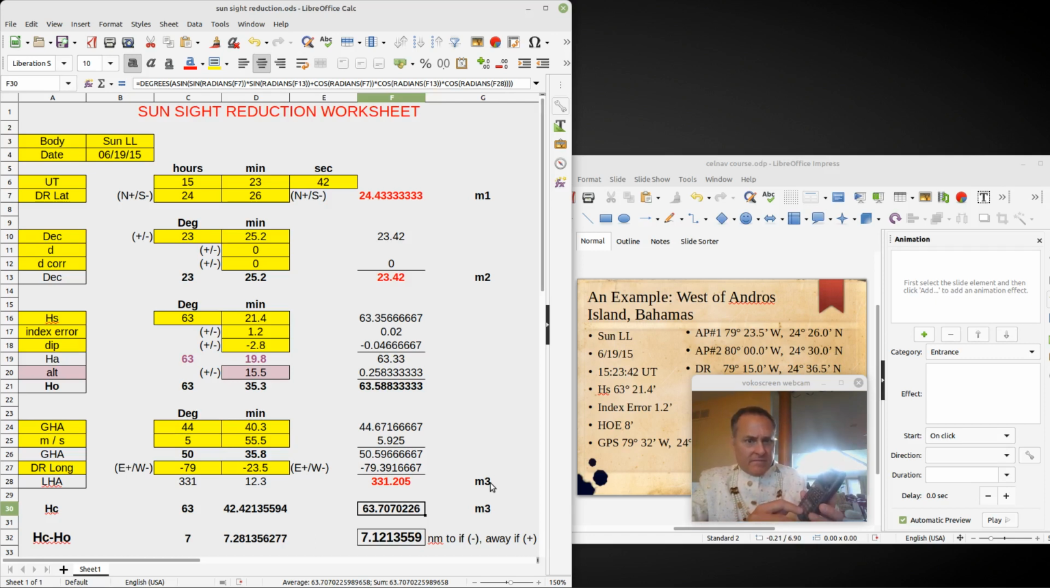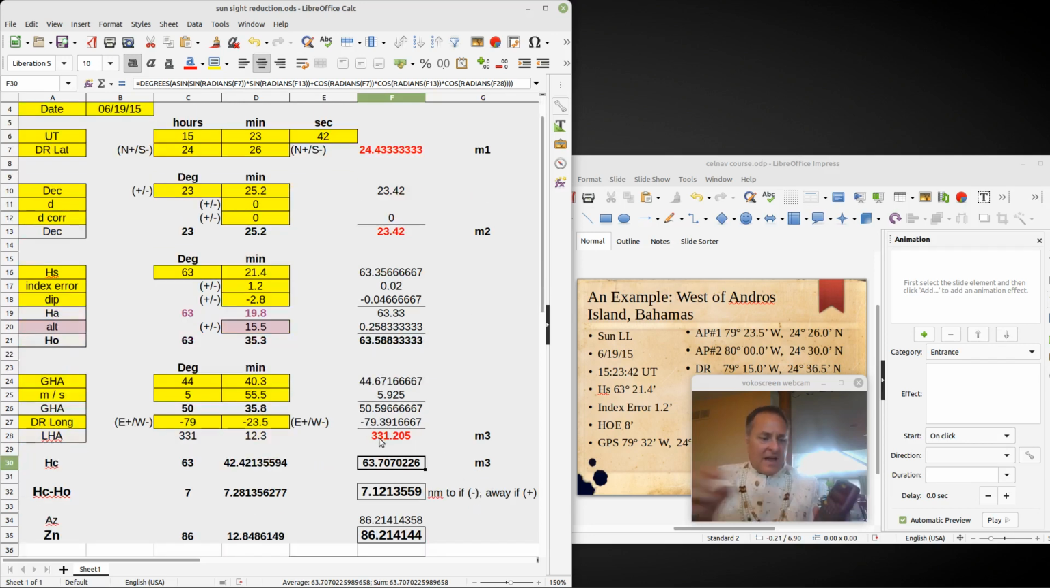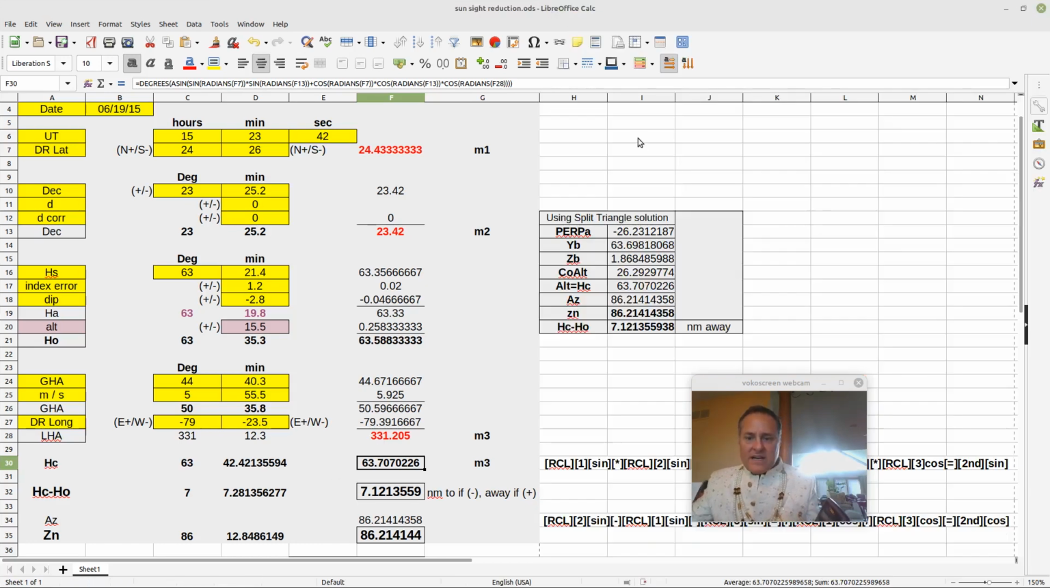So I'm going to type in 24.43333, and I'm going to hit store 1. Clear. It's stored in 1. Now I'm going to hit this here. 23.42, store 2. This says memory 2. It's a reminder to put that in memory 2. And then for the local hour angle, clear your screen, 331.205, store 3, and then clear.